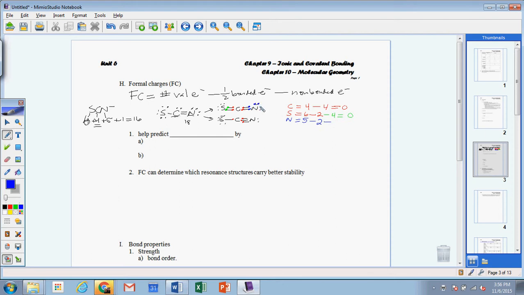It's got 2 pairs of electrons on it as well, so we're going to subtract from that 4. And you'll notice nitrogen has a -1 charge overall. So the formal charge of carbon is 0, the formal charge of sulfur is 0, and the formal charge of nitrogen is -1.